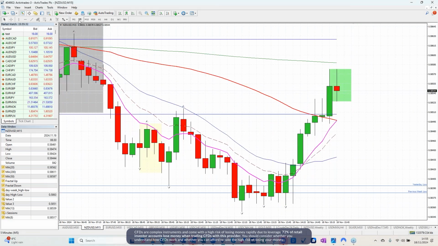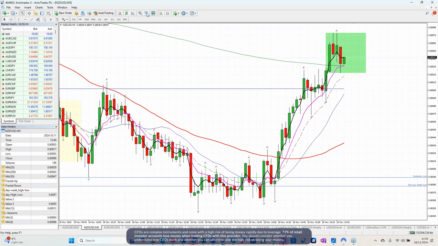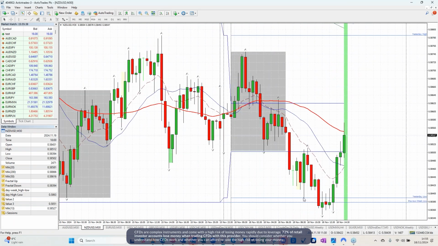Let's just see on the 15-minute chart. Yeah, so on the 30-minute chart, which is the main one I would be looking at, that's what we're particularly looking at.